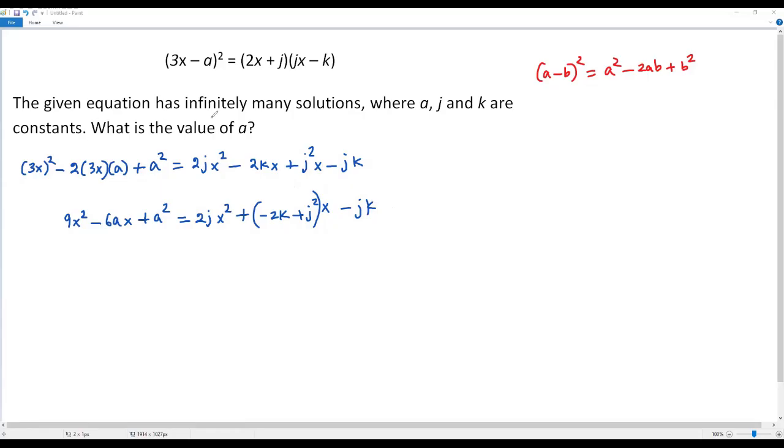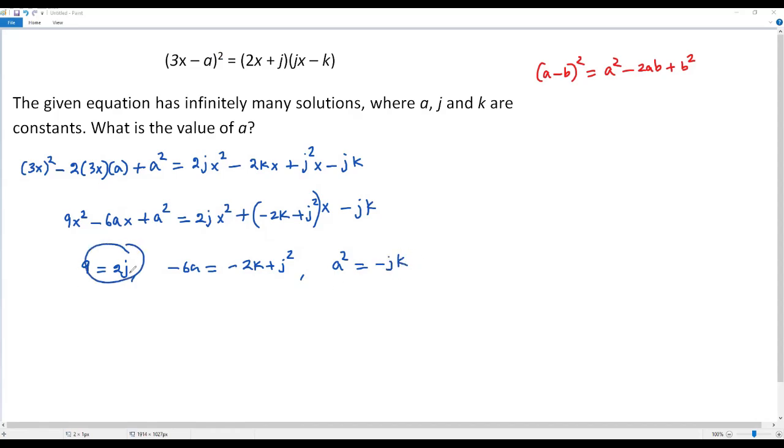The question says the given equation has infinitely many solutions. That is, this equation is true for all real values of x. Since it is true for all real values of x, the coefficients of like terms on both sides must be equal. The coefficient of x² on the left side is 9, and on the right side it is 2j. They must be equal. Now let me compare the coefficients of x. On the left the coefficient of x is -6a, and on the right it is -2k + j². The constant term on the left side is a², and on the right side it is -jk.